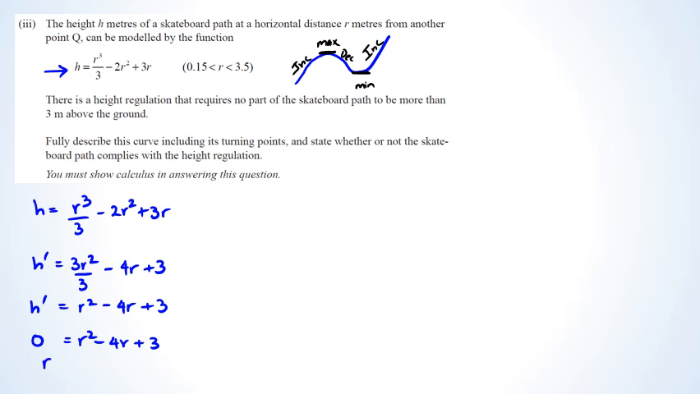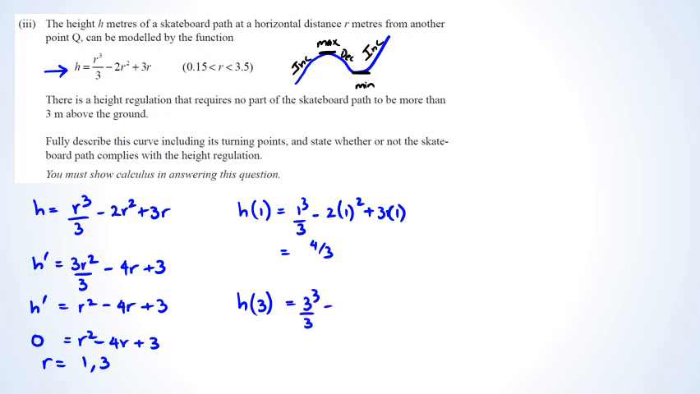Chuck this in your calculator, guys, and you should get r is equal to 1 and 3. So the next thing is I need to figure out what the height is when r is 1 and when r is 3. So I'm going to figure out what h of 1 is. That's going to be 1 cubed over 3 minus 2 times 1 squared plus 3 times 1. Simplifying this, I'm going to get 4 over 3. Then I've got h of 3, which is 3 cubed over 3 minus 2 times 3 squared plus 3 times 3. And when I do this, I actually get a value of 0.